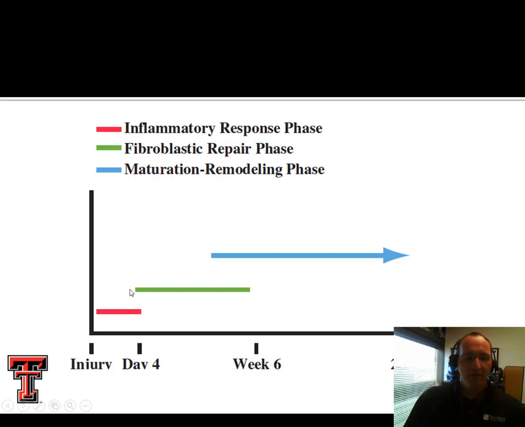Somewhere around day 3, we end up with this fibroblastic repair phase, this intermediate phase that basically heals the injury or stems the injury from worsening, but it's not a long-term fix. And then somewhere around week 4, week 5, we begin what takes a long time to complete, and that's the maturation remodeling phase.